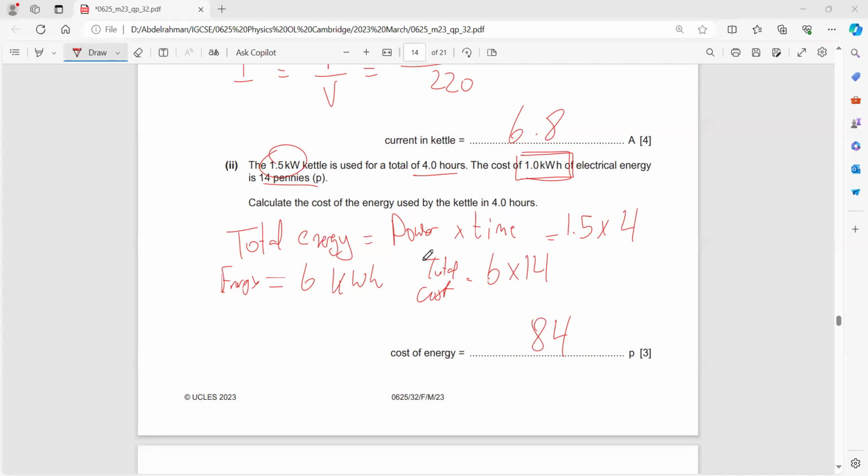Again, total energy. How can I find the total energy? Power times time. Power has to be in kilowatts and the time has to be in hours. I find the total energy, and then to find the total cost, I just multiply the energy times the cost per kilowatt hour, which is 14 pennies or whatever number he will give me. That's it. It is very simple. So please, if you do not know how to answer this question, ask me again. Okay?